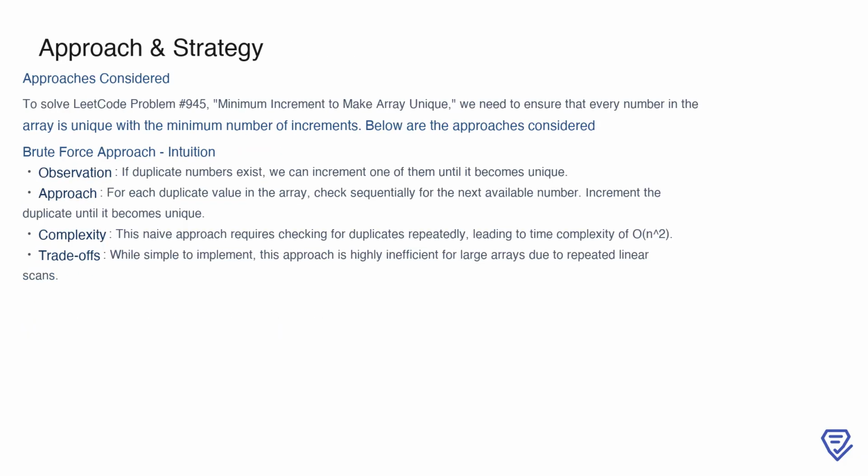To solve the problem of ensuring all numbers in an array are unique with the minimum number of increments, we considered several approaches. The first is the brute force approach. The intuition here is simple: whenever we encounter a duplicate number, we increment it until it becomes unique. This involves repeatedly scanning the array to find the next available number for each duplicate. While straightforward to implement, this method is highly inefficient for large arrays since each duplicate requires a linear scan to resolve. As a result, the time complexity becomes n squared, which makes it unsuitable for larger inputs. Although simple, the trade-off is the significant performance hit due to repeated checks for duplicates.